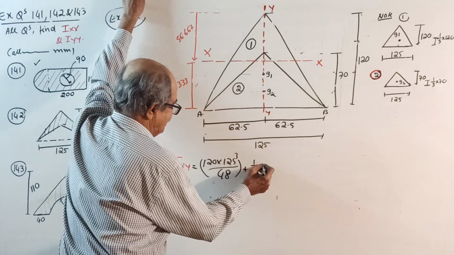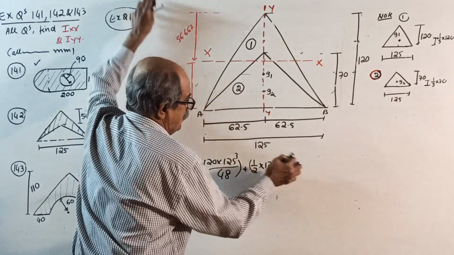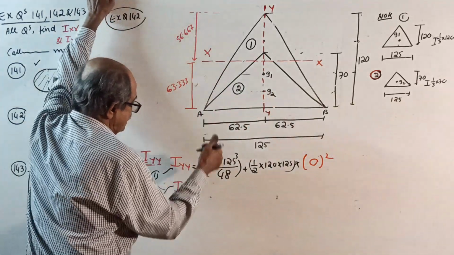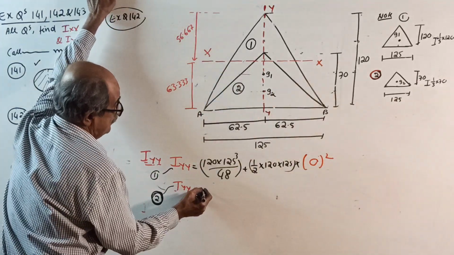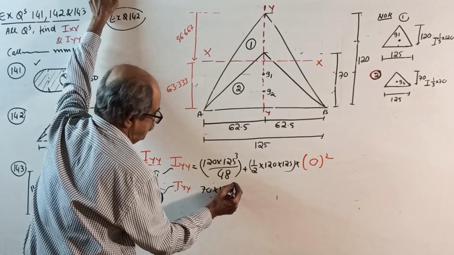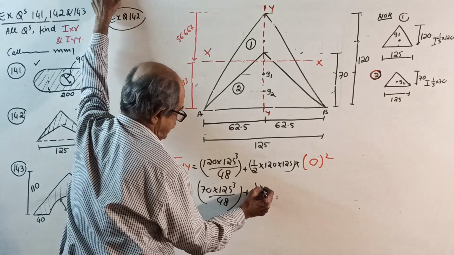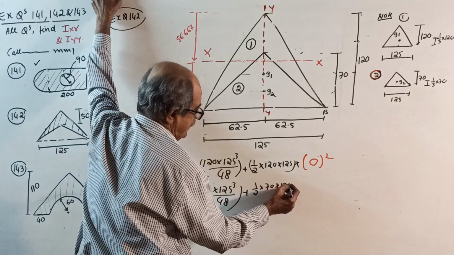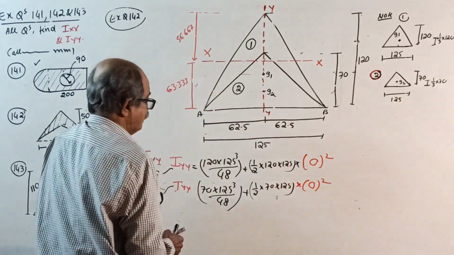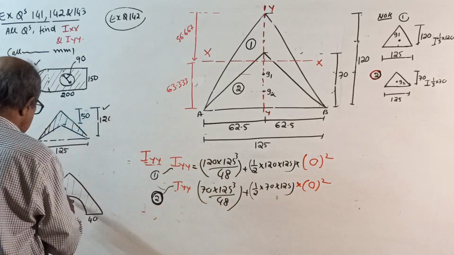Plus half into 120 into 125 is the area, into 0 square. Why should I explain? Why 0 square? You think. For 2, it is how much? 70 into 125 cube divided by 48, plus half into 70 into 125 is the area, also into 0 square. Over. Finally, 1 minus 2 will give the answer. This also is over. Come to the last one.